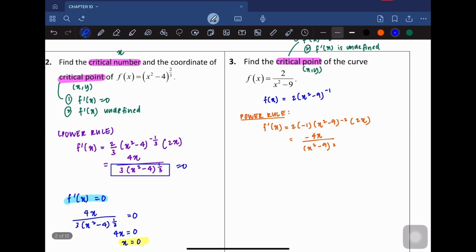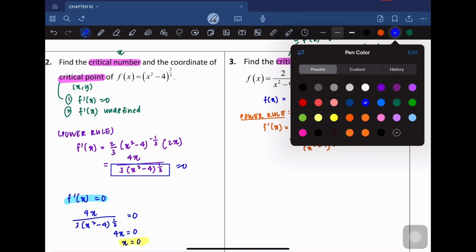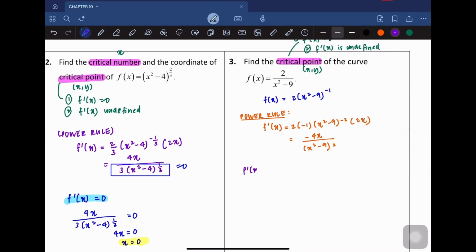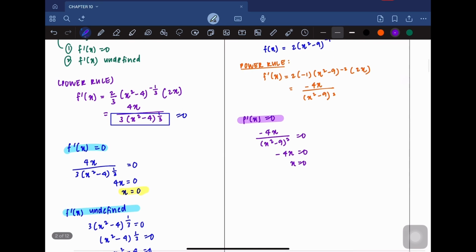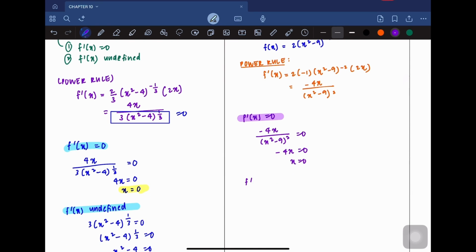Okay, so kita buat macam tadi. So the first case is when our f prime x is equal to 0. So just -4x over x squared minus 9 to the power of 2 equal to 0. So -4x equal to 0. So x equal to 0. So this is your first critical number.